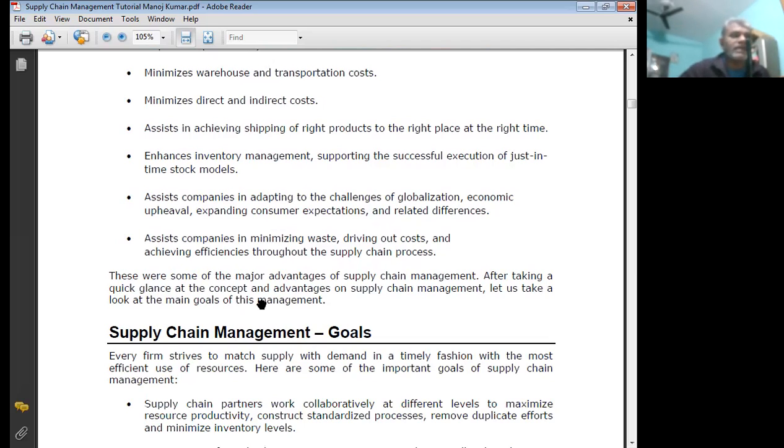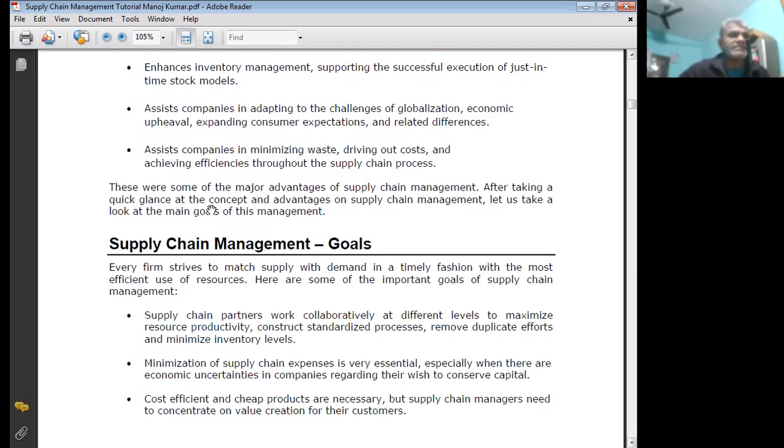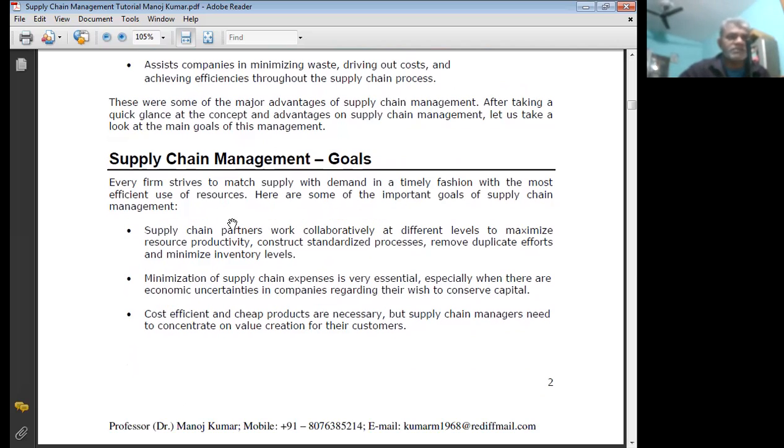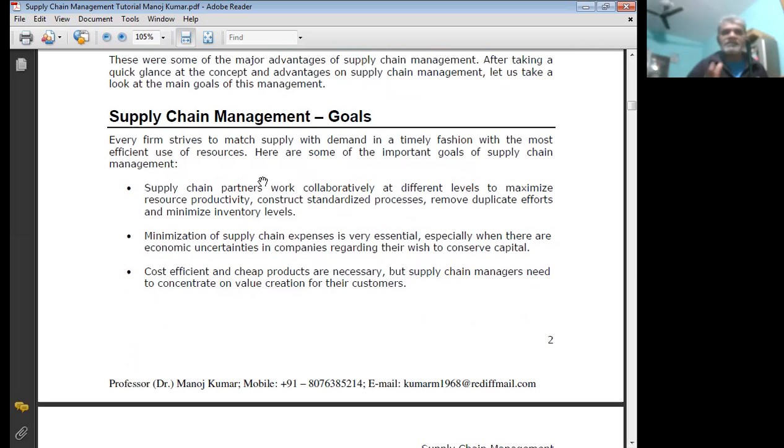After taking a quick glance at the advantages of supply chain management, let's take a look at the main goals of the management. Supply chain goals. Every firm strives to match supply with demand in a timely fashion with the most effective use of the resources. Here are some of the important goals of supply chain management. Let's look at what the different goals, objectives, and missions of the supply chain are.